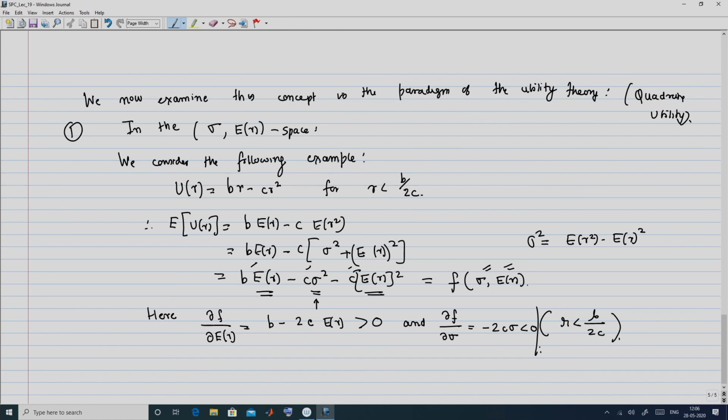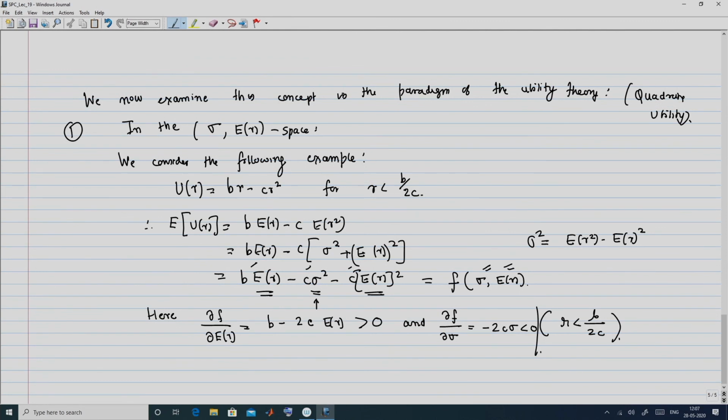So, you see that f is the expected utility, and the expected utility is an increasing function of the expected return. This means that as the expected return increases, the expected utility is going to increase. In the second case you observe that as your sigma increases, del f del sigma is less than 0, so as your sigma increases, your expected utility diminishes. That means with an increase in volatility, your expected utility is diminished. This is the characteristic of this particular example of quadratic utility when you are using the mean-variance framework.